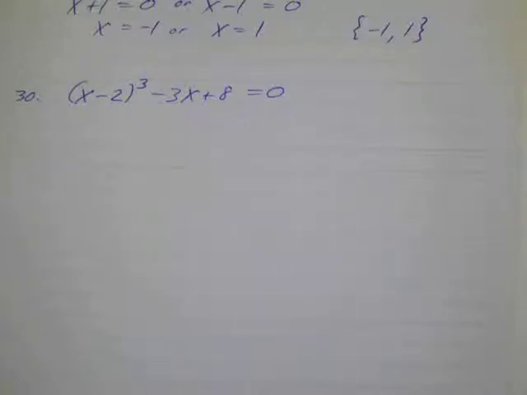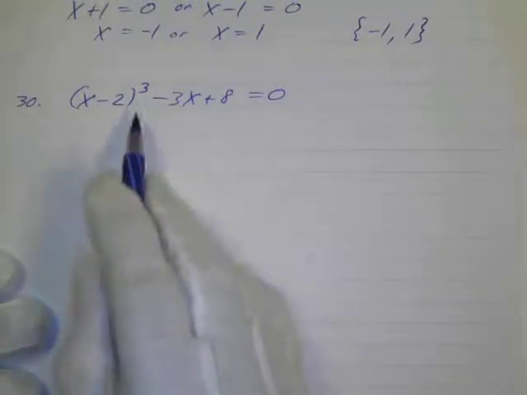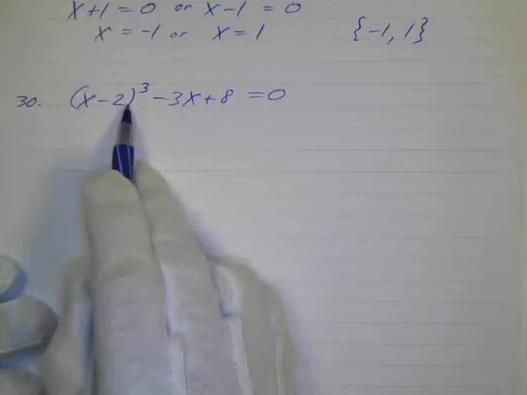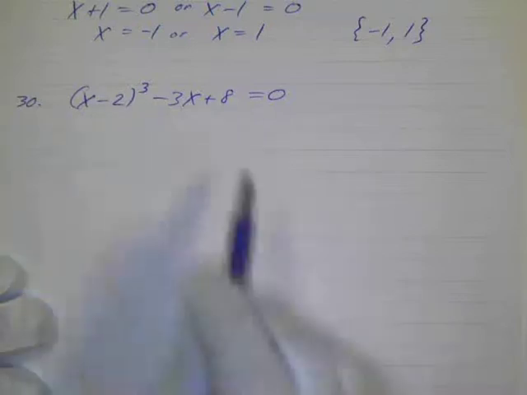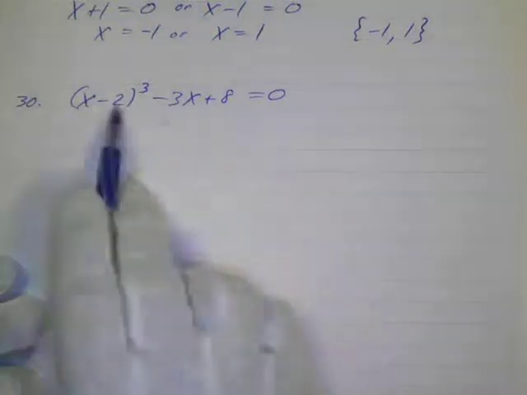Some more solving polynomial equations by factoring, and this is a real interesting problem. We've got a binomial expansion here because we've got x minus 2 cubed, and this is not going to be x cubed minus 8, believe me. We have to expand this out, and then we have to simplify it. So we've got to work on this guy over here first.